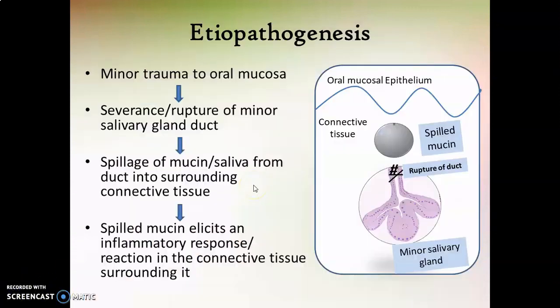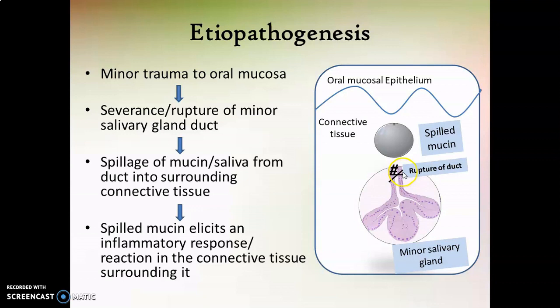Now let's see the etiopathogenesis of mucocele. As I said already, mucocele is caused by rupture of a salivary gland duct and spillage of mucin into the connective tissue. So this rupture of the duct can be due to any minor trauma to oral mucosa. Minor trauma, when I say it, includes even a simple cheek biting or lip biting as well. So the patient will not give you a clear history of trauma as such, because even such minor trauma can sometimes cause the rupture of a salivary gland duct.